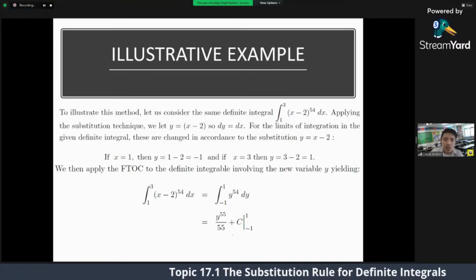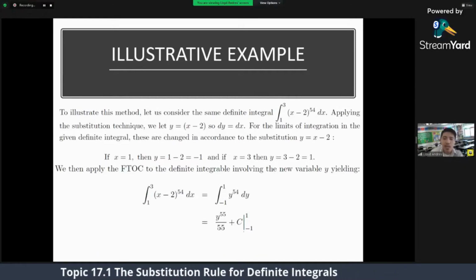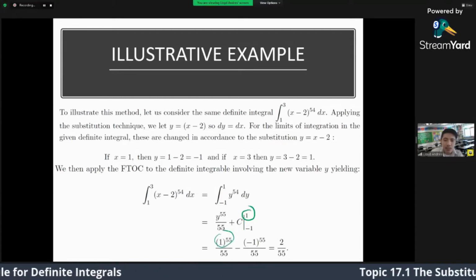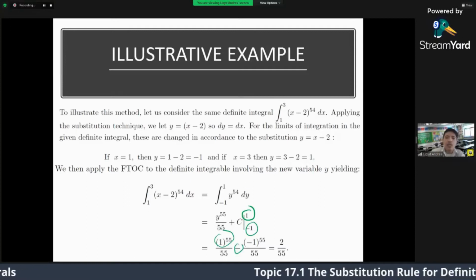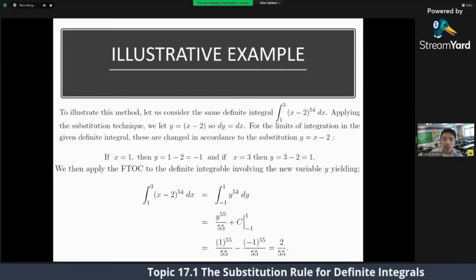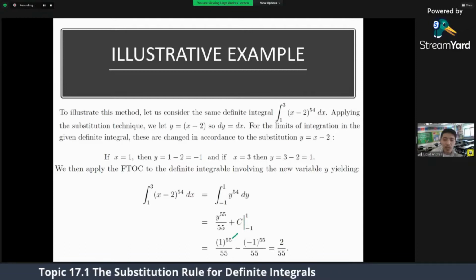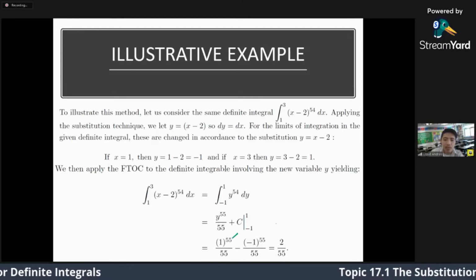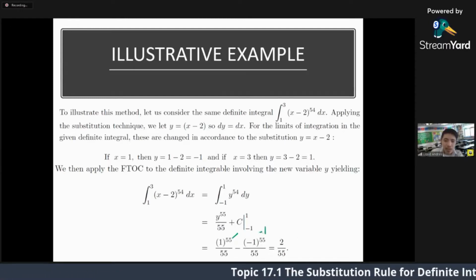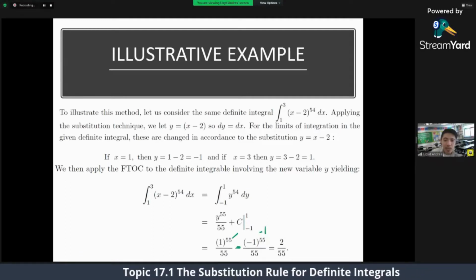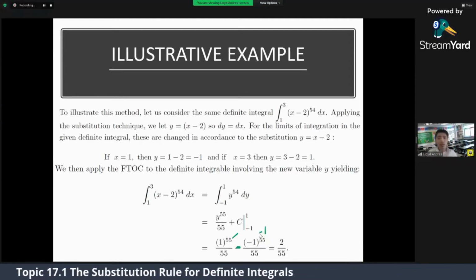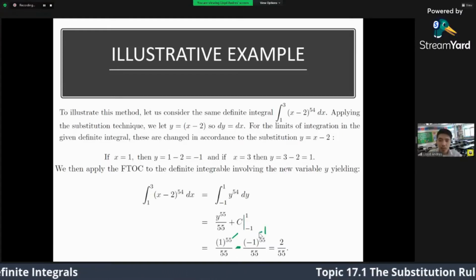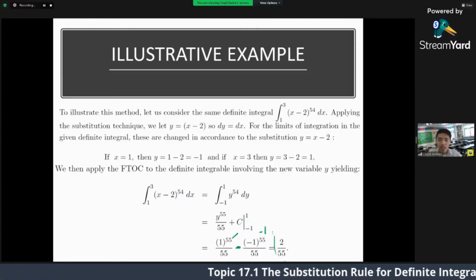So next, after this, you just substitute. First is 1, then next is negative 1. And always, the operation between is minus. So 1 raised to 55 is 1. Then negative 1 raised to 55 is negative 1. And it is minus, so negative times negative. That will become 2. So if we look at it, it is the same as the answer earlier.